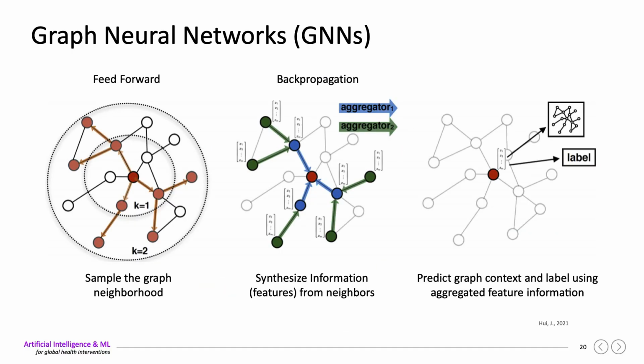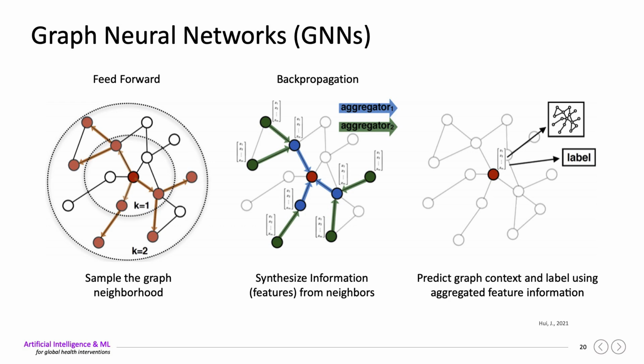Let's make that message passing process concrete. Here, a GNN is broken into a feed-forward computation and a backpropagation training loop, with 3 conceptual stages shown across the bottom. First, we sample the graph neighborhood. We identify which neighbors of a node we will listen to. Second, we synthesize information, or features, from those neighbors. We aggregate their representations, often by summing, averaging, or pooling. Third, we predict graph context and label using the aggregated feature information. This 3-step pattern, sample, aggregate, predict, is the message passing framework, and it is trained end-to-end by backpropagation, just like any other neural network.